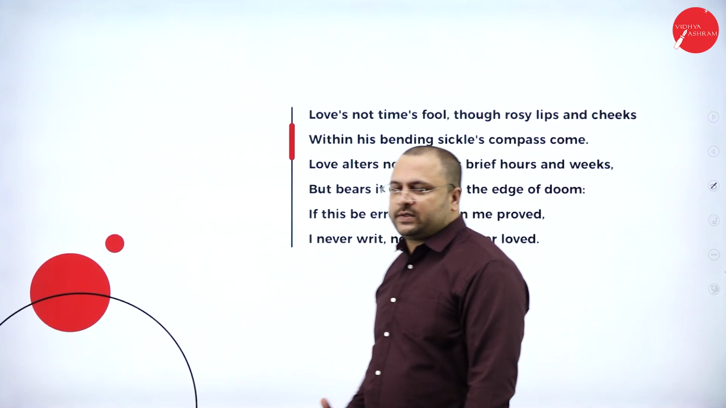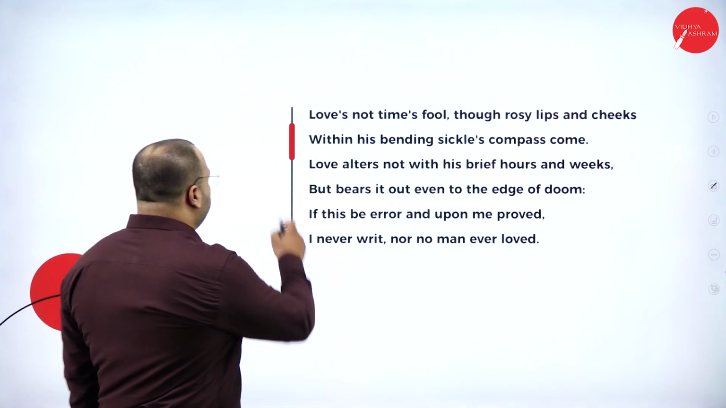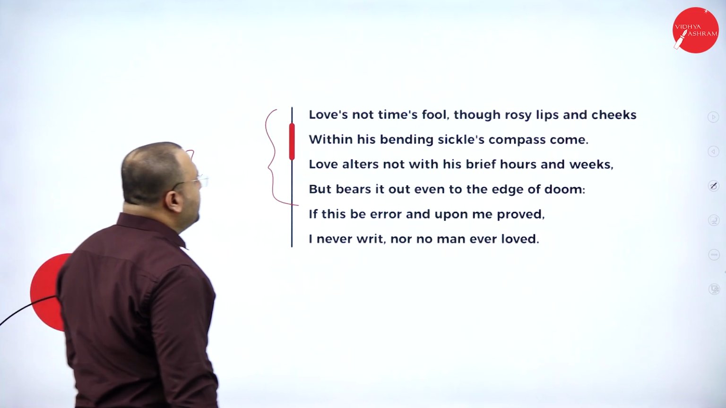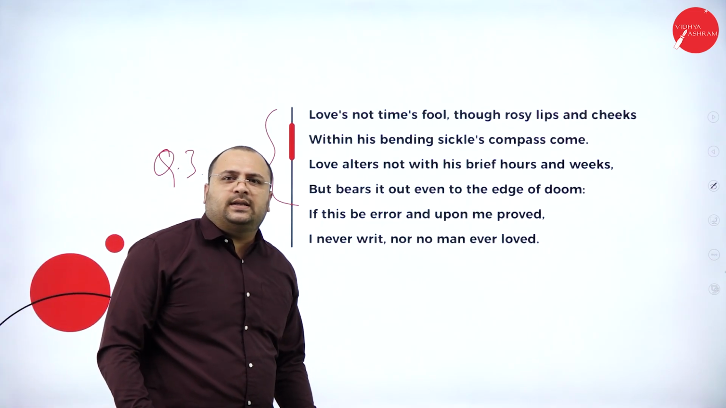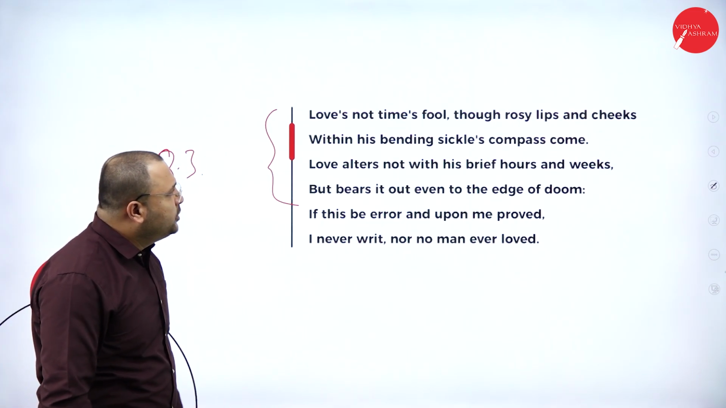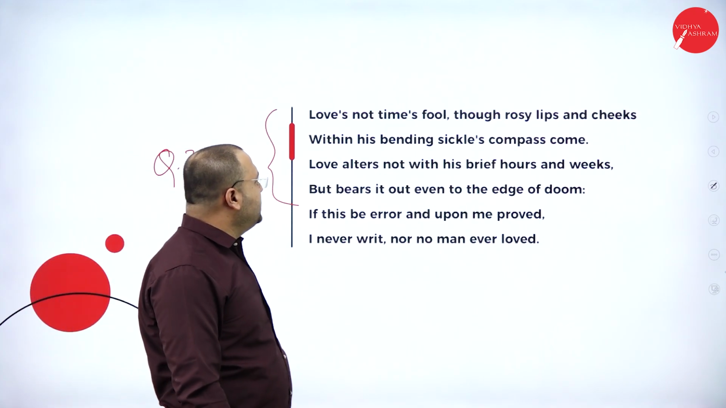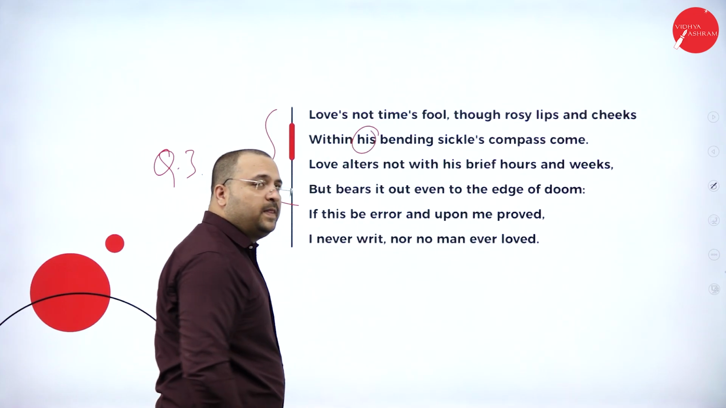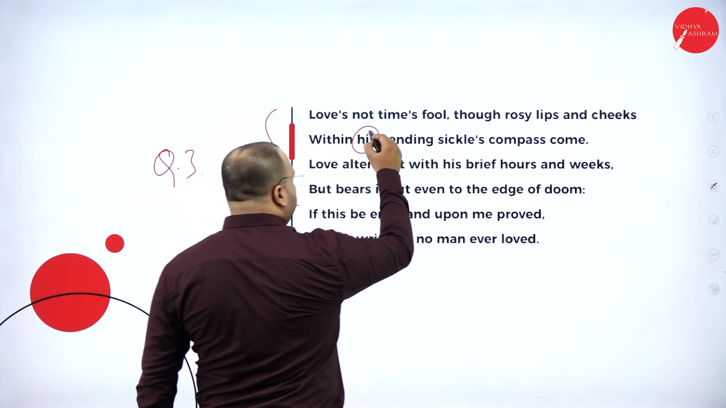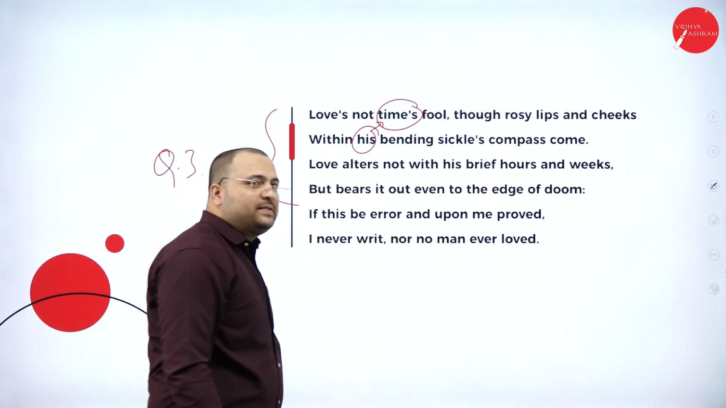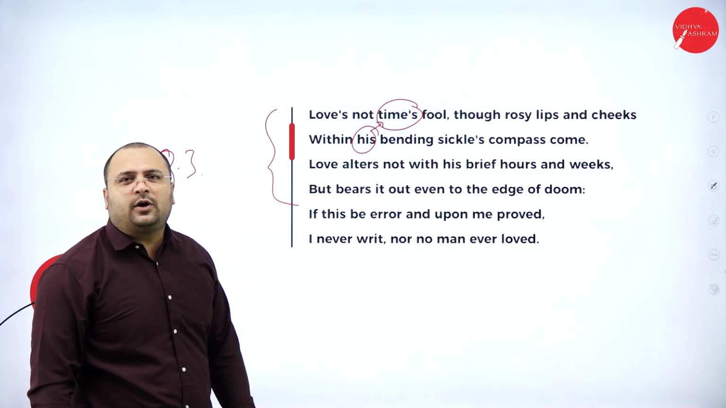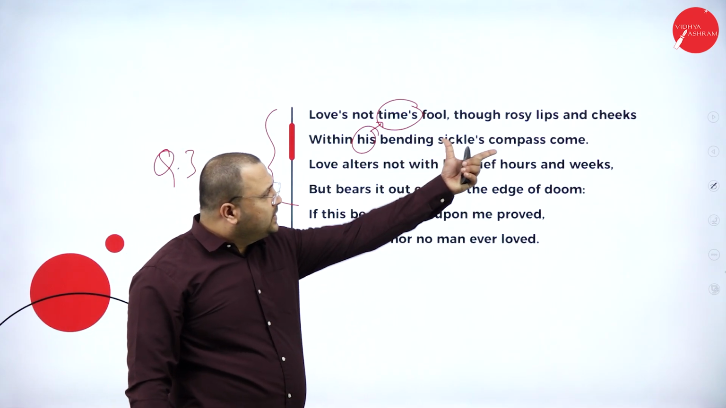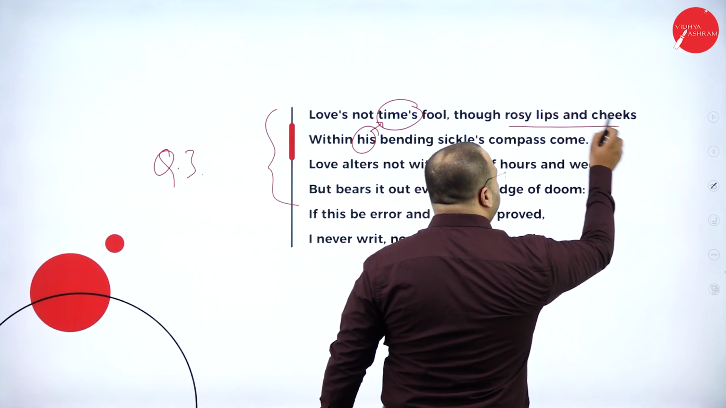Moving on to the next quatrain, that is quatrain 3. Next 4 lines. Love's not time's fool. Poet says, love is not time's fool, though rosy lips and cheeks, within his bending sickles, compass come. Who is this here? This is time. Love is not time's fool. Love does not listen to time. And though rosy lips and cheeks, what does this mean? It is our beauty.